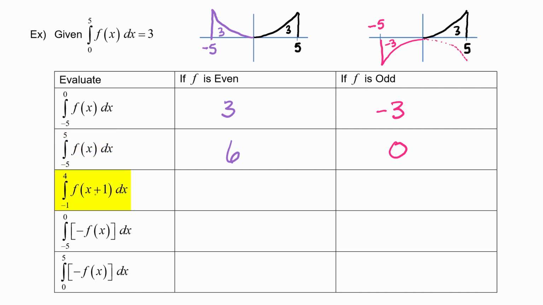Now here, we have to integrate from -1 to 4 of f of x plus 1 dx. Now you have to think about what this means is happening to the graph. And we know that it means it's going to shift left by 1. So if we were to take the whole entire graph and shift it left by 1, then this part, instead of going from 0 to 5, is going to shift to the left and go from -1 to 4.